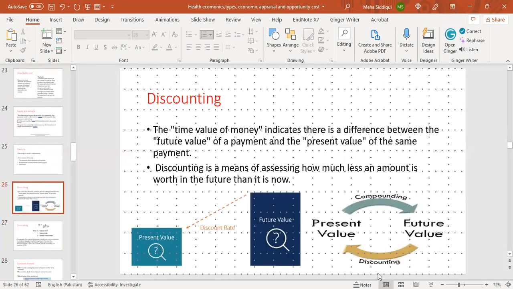Discounting. The time value of money indicates that there is a difference between the future value of a payment and the present value of the same payment. So this difference is the discounting. Discounting is a means of assessing how much less an amount is worth in the future than it is now.